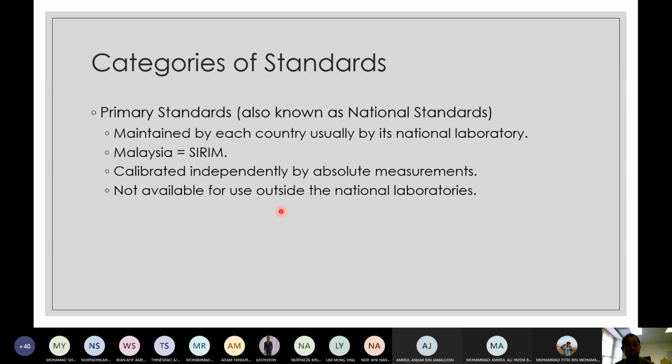All the measurements done inside our country are based on SI units, validated under SIRIM. SIRIM calibrates all the equipment used for measurement independently by absolute measurement, and it is not available for use outside the national labs.